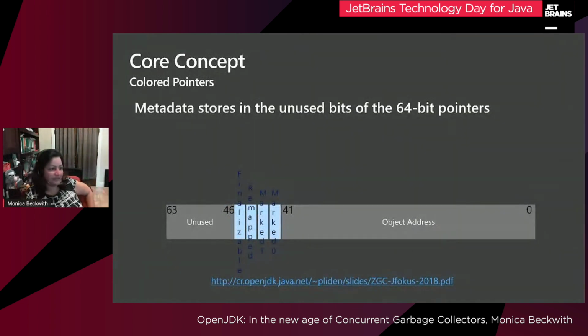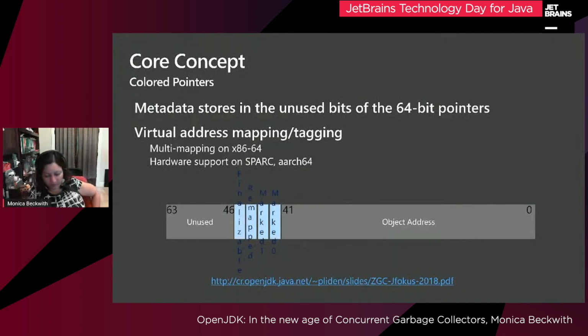So the metadata, this whole set of tag bits is called metadata, and these are used as the 4 bits that I showed you. Those are the unused part of the 64-bit pointer. As you can see, the object address is only from 0 to 41. And that's how ZGC is right now.